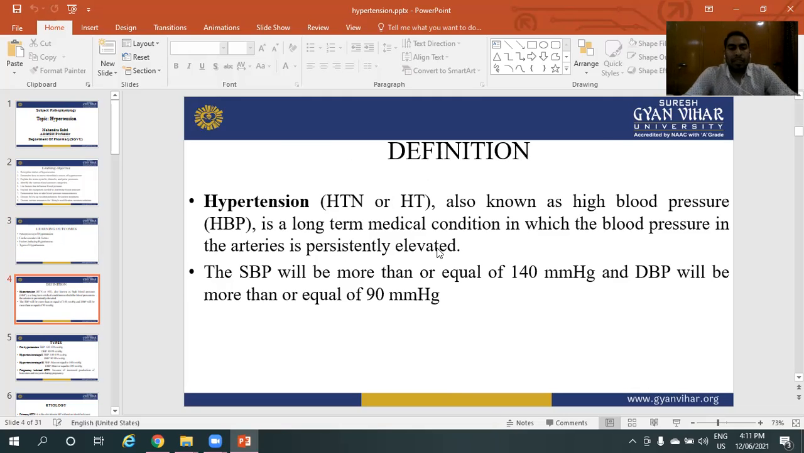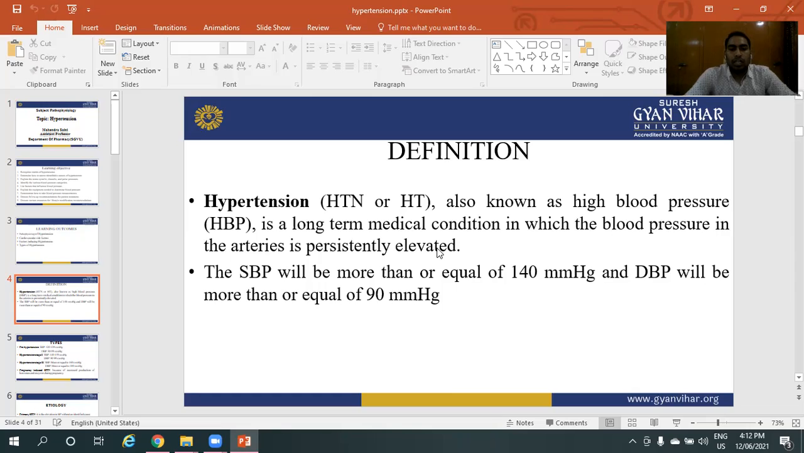Definition of hypertension. Hypertension is also known as high blood pressure. It is a long-term medical condition in which the blood pressure in the arteries is persistently elevated.